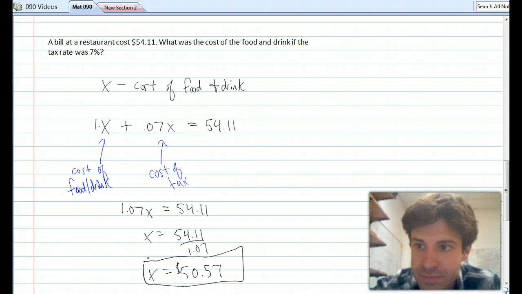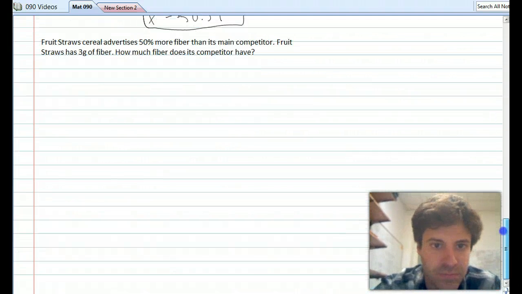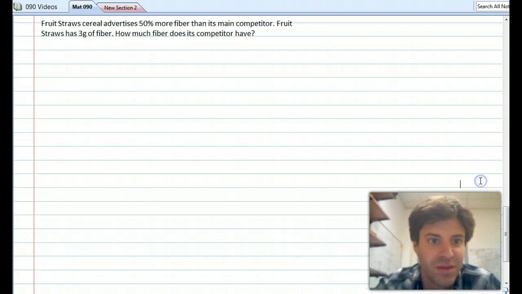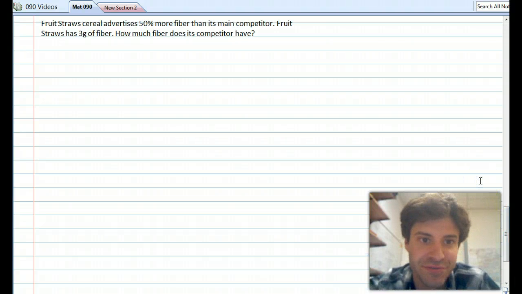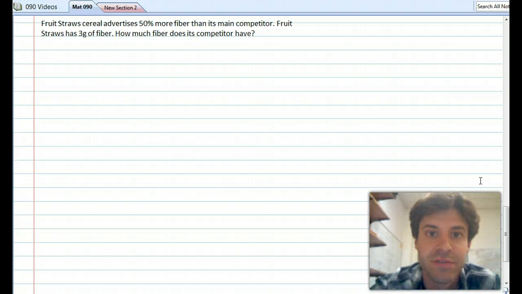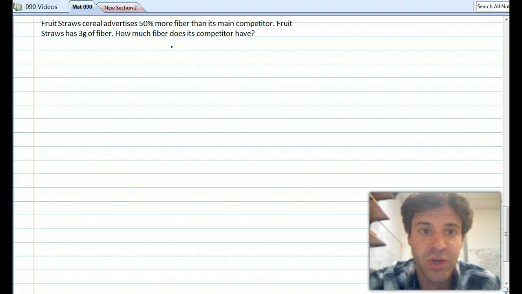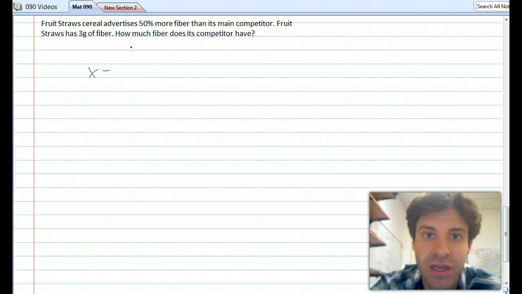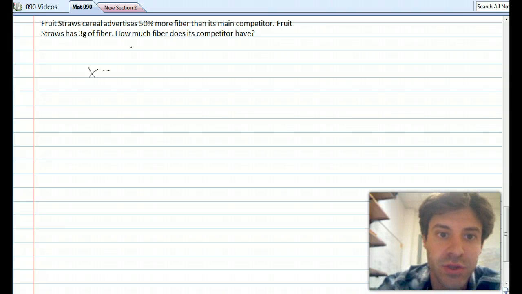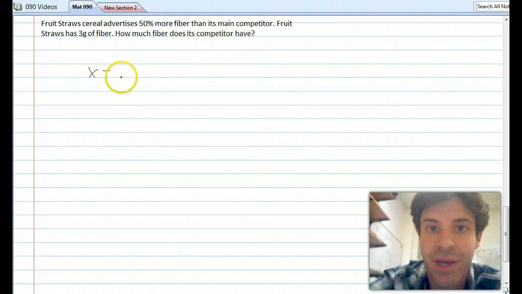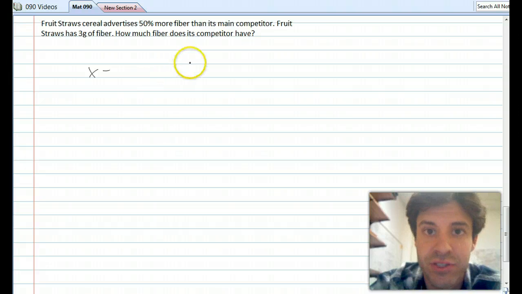Let's try one more problem. Fruit Straws cereal advertises 50% more fiber than its main competitor. Fruit Straws has 3 grams of fiber. How much fiber does its competitor have? This is going to be similar to the last problem in its difficulty. So again, it's important to write down what you need to figure out and call it x. Whatever the unknown is, that's going to be your variable. So the question is, how much fiber does its competitor have? So I'm going to call x the amount of fiber in the competitor cereal.